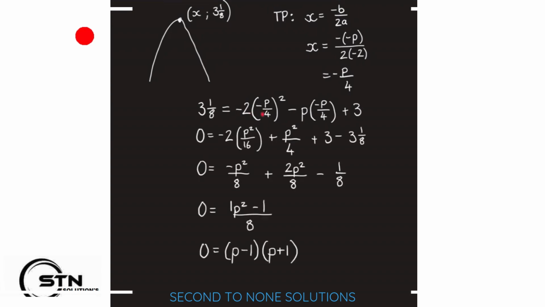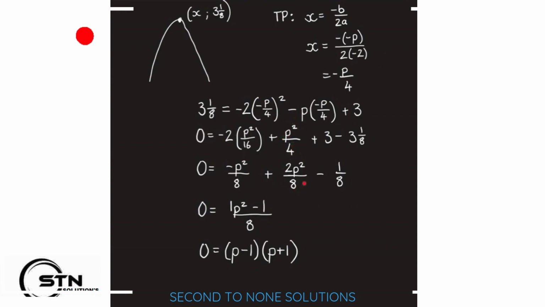So as you can see, I multiplied out the brackets and I subtracted 3 and 1/8 from both sides. So this bracket over here, negative p over 4 squared, became p squared over 16. And when I multiplied those out, I got an answer of negative p squared over 8. Over here, I had negative p times negative p over 4. So that gave me positive p squared over 4.